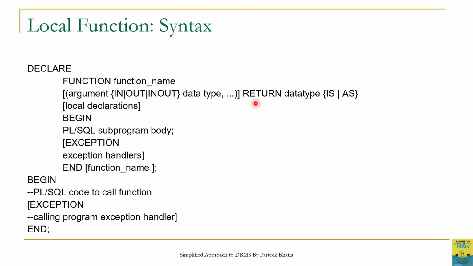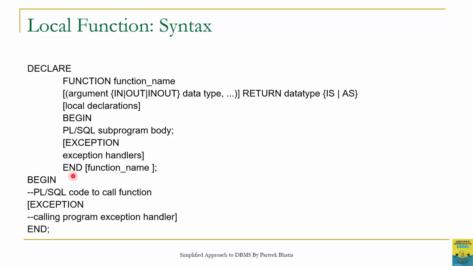To specify return data type, the syntax is return data type is as. Now is or as is again written in curly brackets. It means we have to select one out of these two. Either we have to specify is or as. Then we can specify local variables whose scope is only limited to the function body. Then we have a begin section of this function. Then we can have exception section of this function.